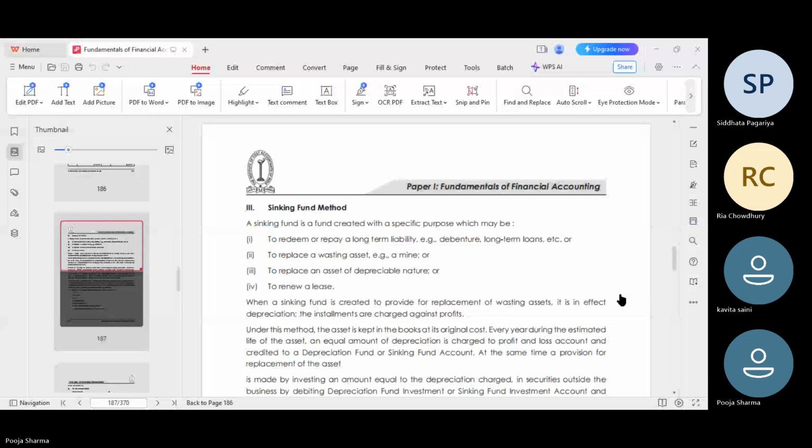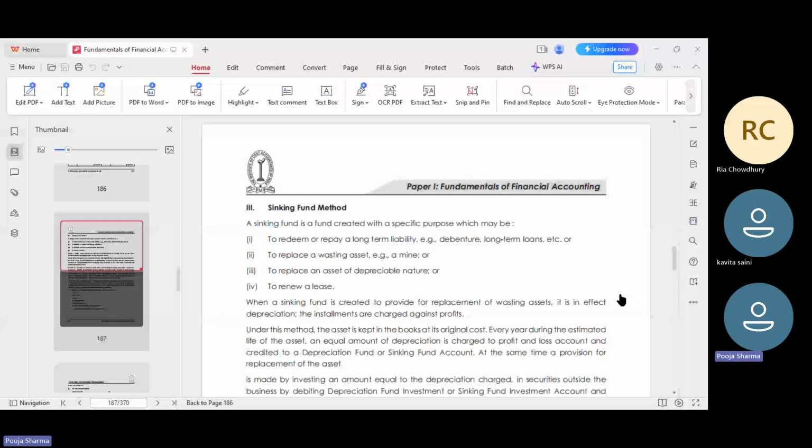Okay. Now, redeeming a long-term liability: debentures. What are debentures? They are a long-term liability. After a specific time period, we have to repay them. For this, we need an amount, so we keep some fund aside. This is the sinking fund. We utilize it for the repayment of debentures.